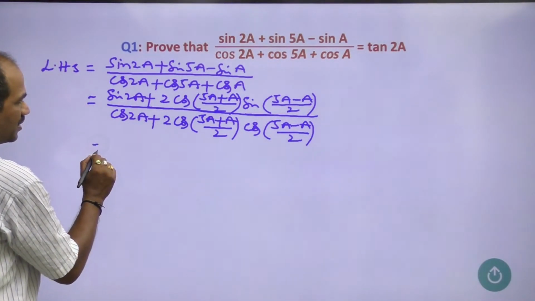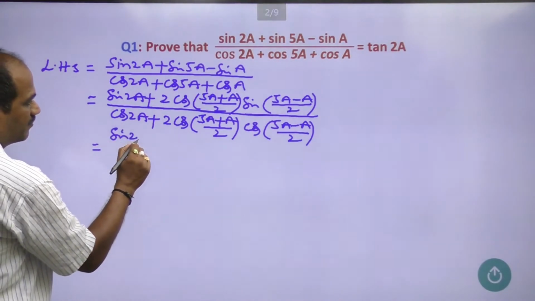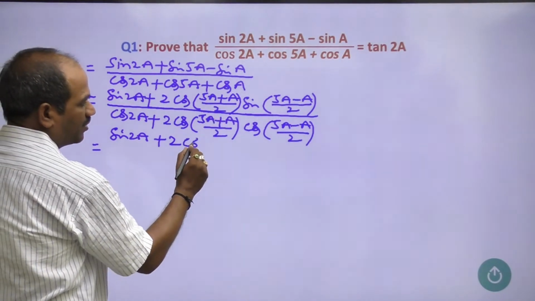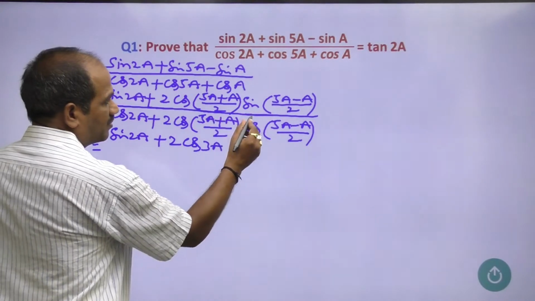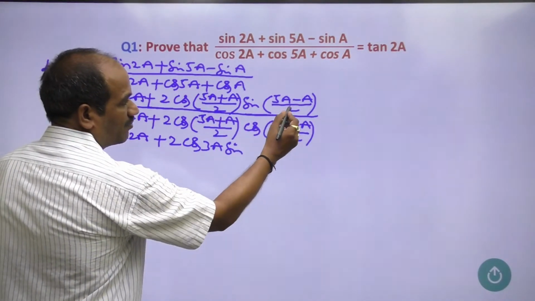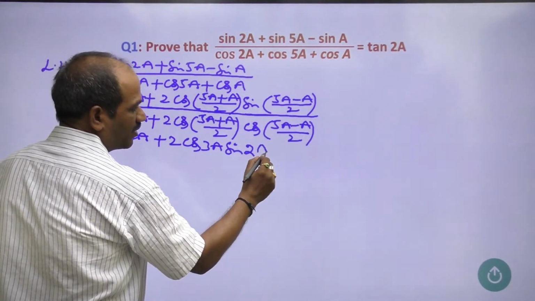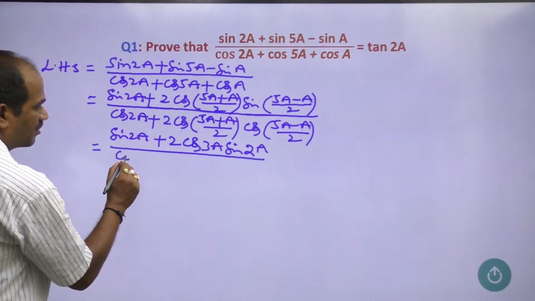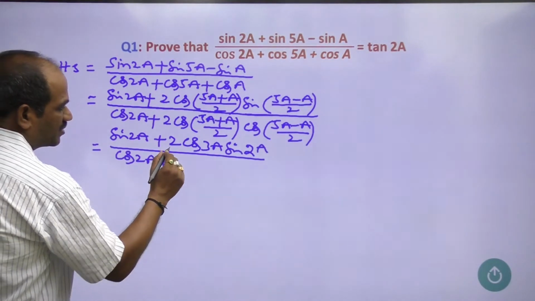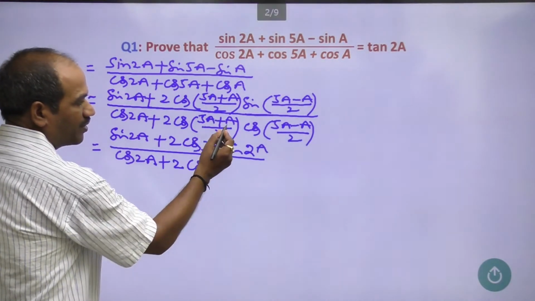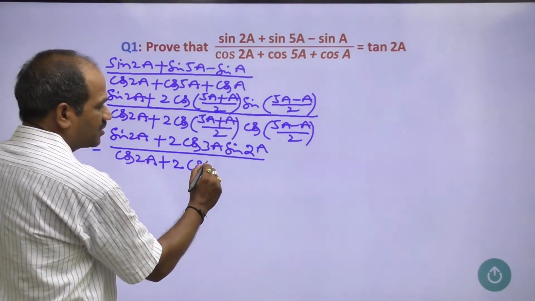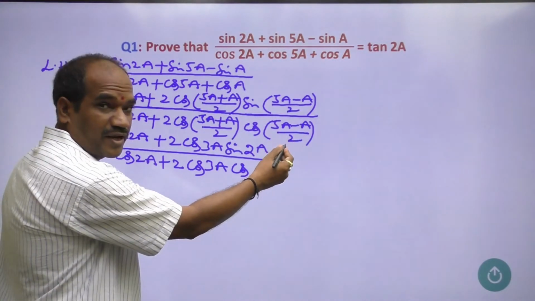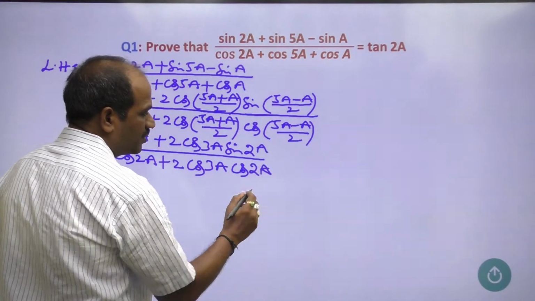So that is equal to sin of 2a plus 2 into 6a by 2. 6a by 2 is 3a, so 2 into cos of 3a, into the next value sin of (5a minus a) by 2, which is 4a by 2, that is 2a, over the denominator cos of 2a plus 2 into cos of (5a plus a) by 2, which is 3a, and cos of (5a minus a) by 2, which is 2a.